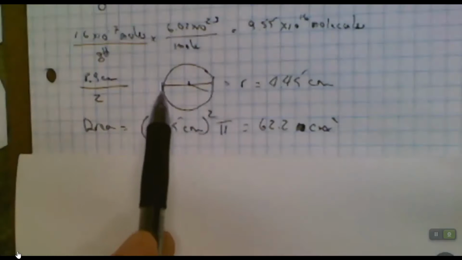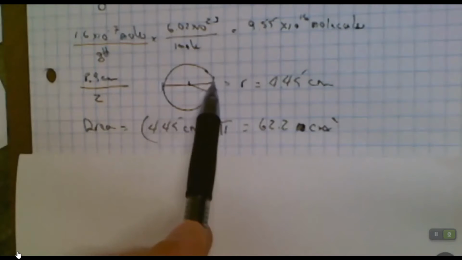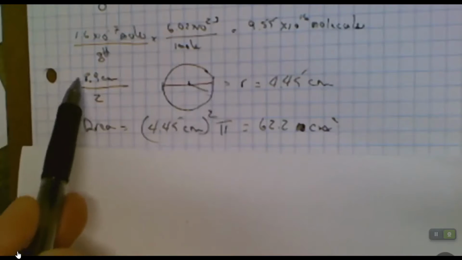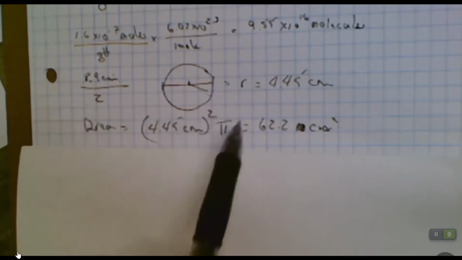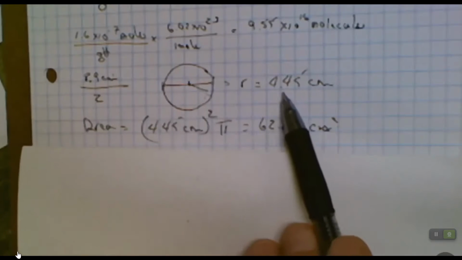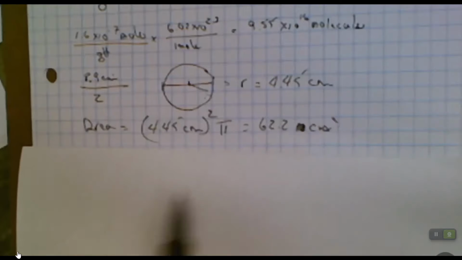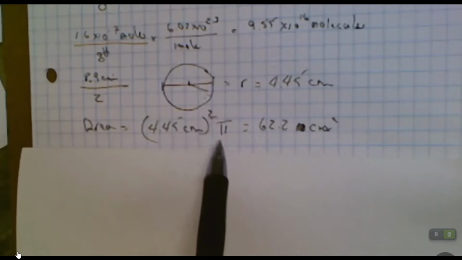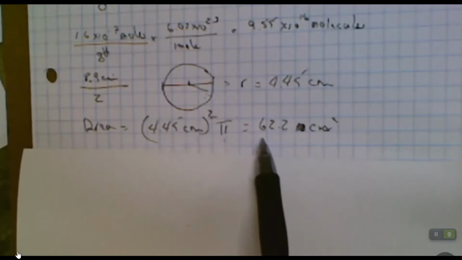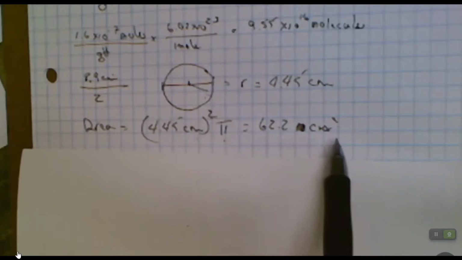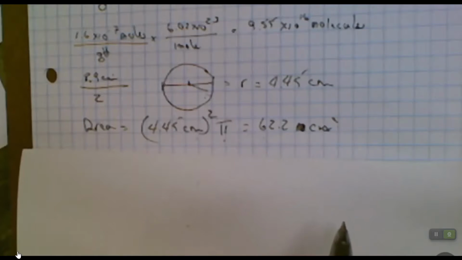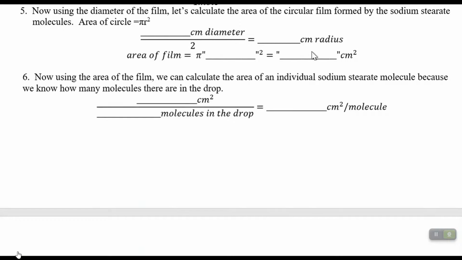So like we said, we have a circle. The diameter is what we measured, and then half of that diameter is the radius. So I can take the diameter, which in my case was 8.9 centimeters, divide that by 2, and that will give me my radius, which is 4.45 centimeters. I can take that 4.45 centimeters, my radius now, and square that, multiply that by pi, and that will give me the area of the circle in centimeters squared. So that's 6.22 centimeters squared for my area. And that's the number that I would write right there.